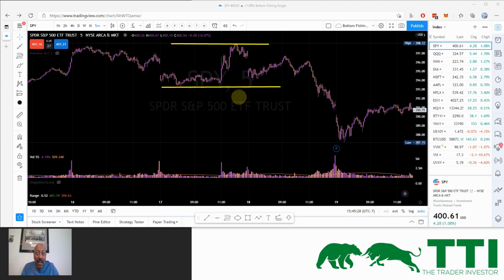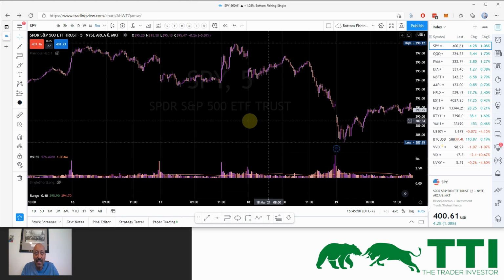I want price to open in this zone. This is where I want price to open for me to have a valid gap entry. If it doesn't open in that zone, this is no entry for me. This is an inside day. I skip this day. So then I move to the next day.